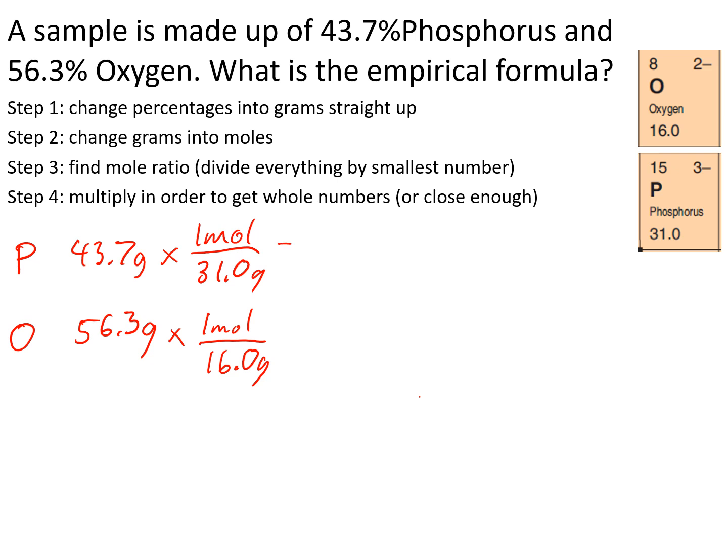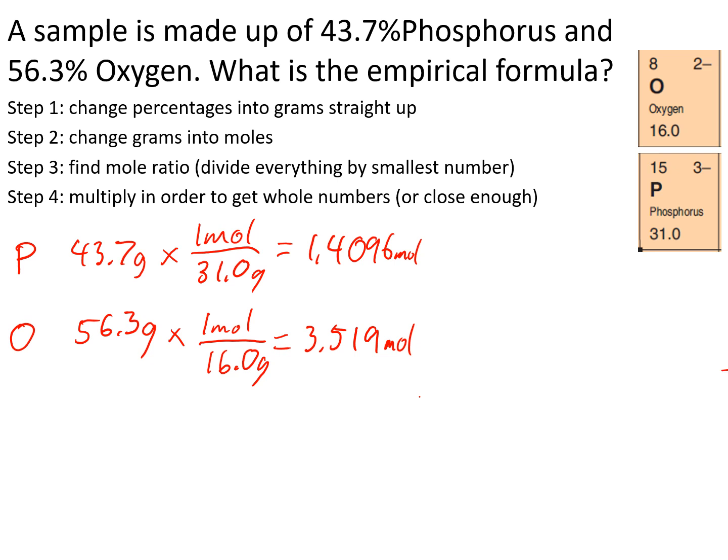So first, we're going to calculate the moles. I'm going to go 43.7 divided by 31, and I get 1.4096, and that's moles. And then I do the same thing for oxygen, 56.3 divided by 16, and I get 3.51875. I'm just going to round this to 3.519 moles right there.